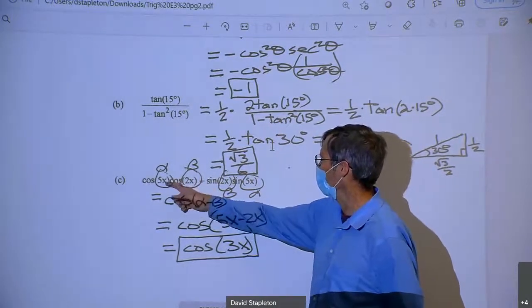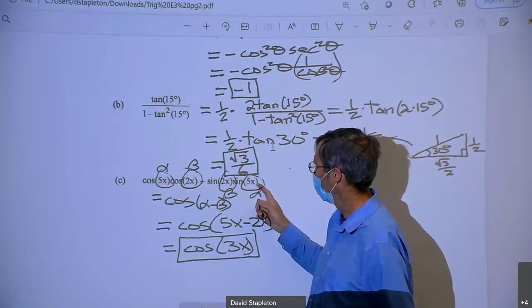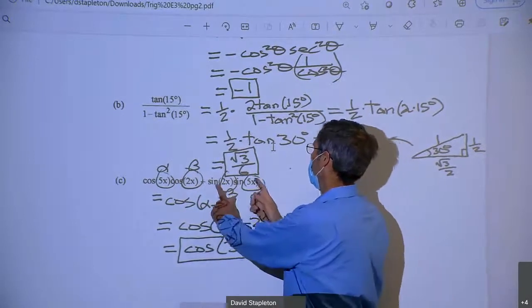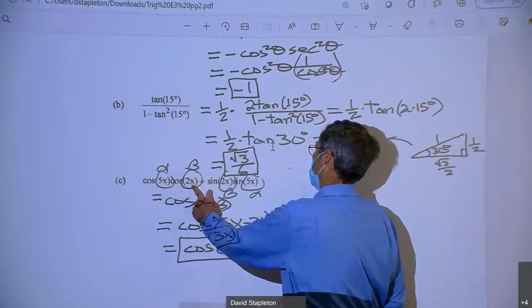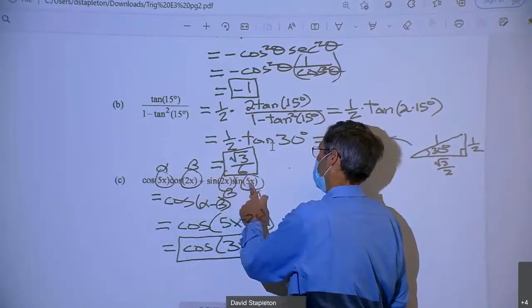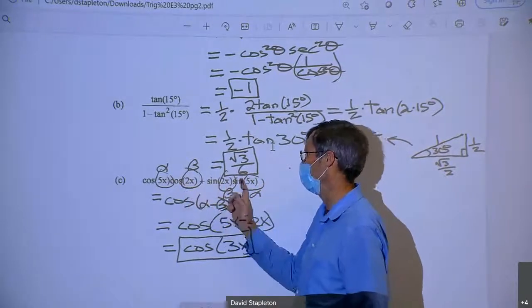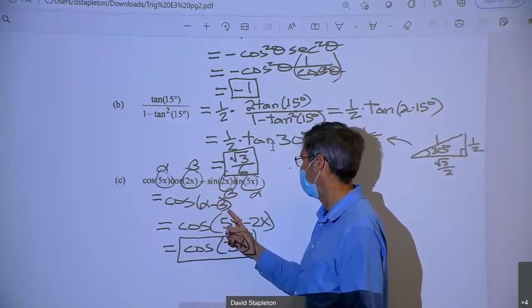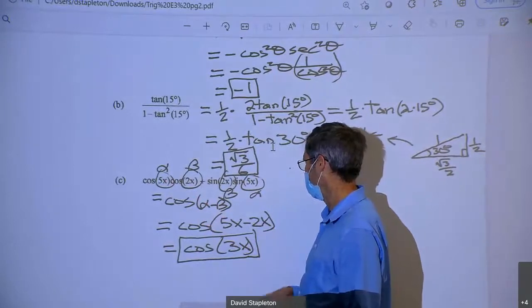Cosine alpha, cosine beta, plus sine alpha, sine beta, I would use the sum of angles identity. But wait, it's beta alpha. It doesn't matter. The sines can multiply in either order. This is the same as cosine 5x, cosine 2x, sine 5x, sine 2x multiplied in the other order. So this is the difference identity. I call this sum, didn't I? Cosine, cosine plus sine, sine is cosine of the difference of the angles, alpha minus beta, 5x minus 2x, which is cosine 3x.